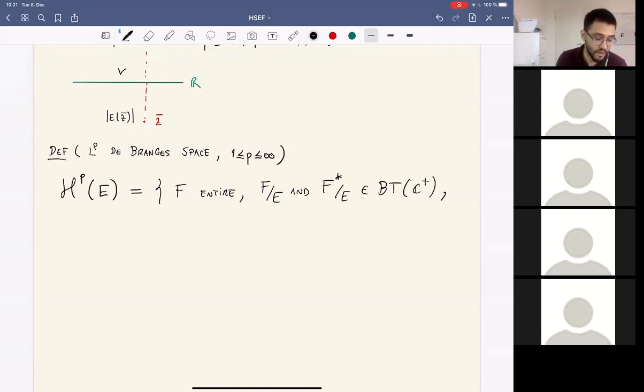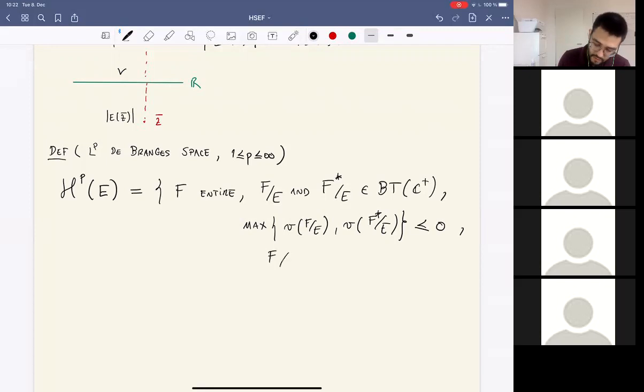Okay, whenever you have a function of bounded type, you can ask for its mean type. And then you ask that the maximum of the mean types is less or equal to zero. So both have non-positive mean type. And F over E belongs to LP on the real line. Okay, so that would be the class. So we have three conditions, let's say. F entire, of course, but we have this first condition that F over E and F star over E are both of bounded type. Then you ask that they have a non-positive mean type. And F over E belongs to LP. Okay.